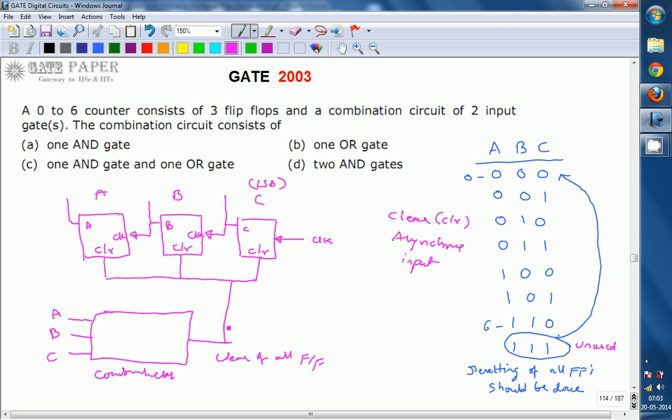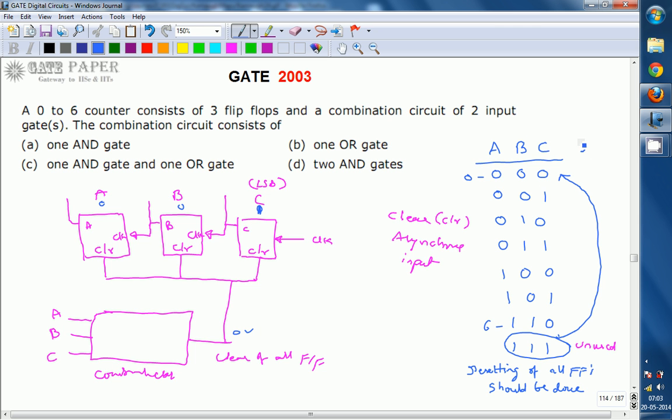Now what is the meaning of this? Let us assume you are going with the 0 0 0 combination. If A, B, C are at 0 0 0, that is A 0, B 0, C 0, by that time you must not get the reset operation. By that time the clear input must be 0. Here you must get 0. For 0 0 1 also you must get 0.